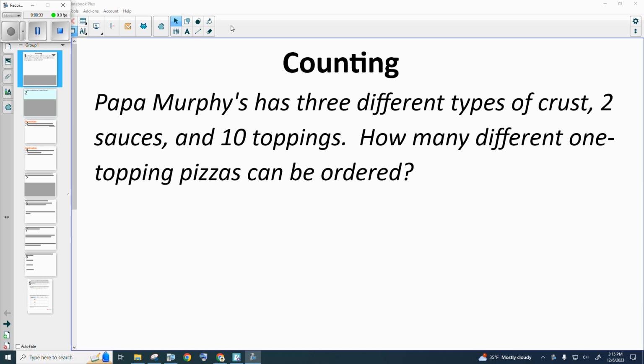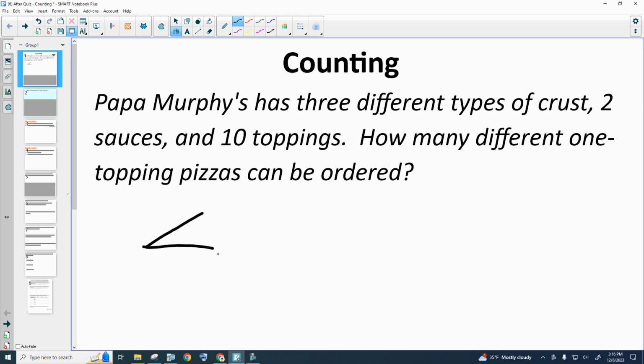Well, if you, like me, thought, I can start making a tree diagram. One crust, another crust, another crust. From each crust, we could have 2 sauces. From each sauce, we could have 10 different toppings, I can't even fit that many on there.